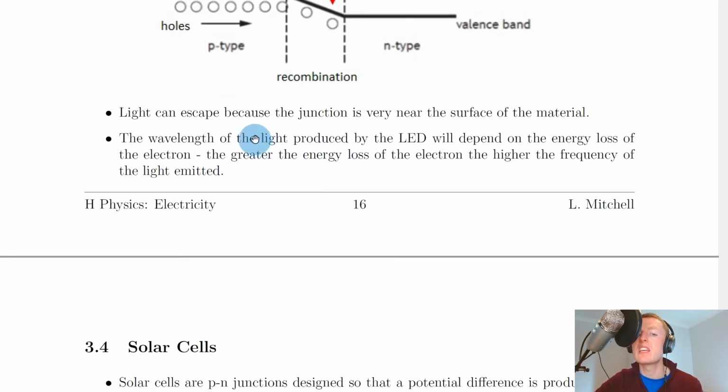It then says that light can escape because the junction is very near the surface of the material. The wavelength and therefore colour of the light produced by the LED will depend on the energy loss of the electron. The greater the energy loss of the electron, the higher the frequency of the light emitted.